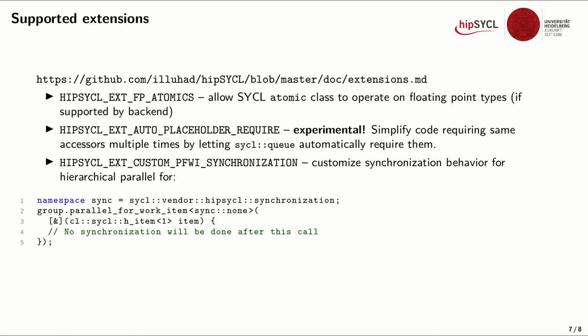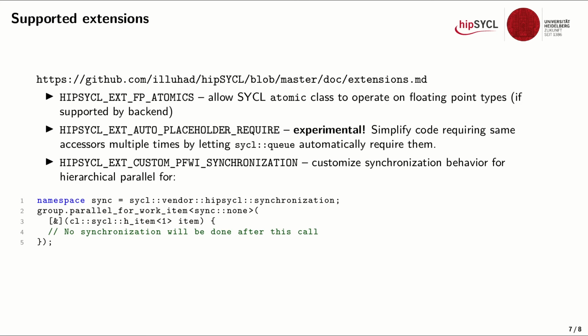We also support a couple of extensions in hipSYCL. For example, the FP atomics extension allows SYCL atomic class to operate also on floating point types if that's supported by the backend, so CUDA or hip. And then there's also an experimental extension that can dramatically simplify code that requires the same accessors multiple times in a row by letting the SYCL queue automatically require them. This can really reduce a lot of boilerplate code.